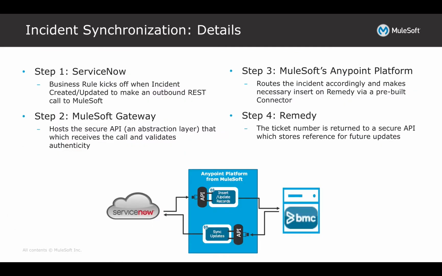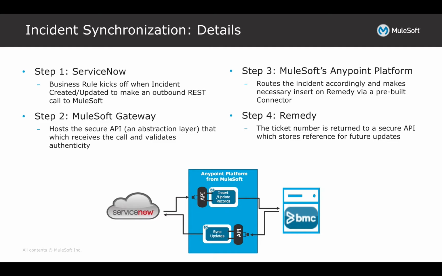Okay, so the details of how this works is, like I said earlier, MuleSoft's Anypoint platform is going to sit in the middle. That's going to host the API. So what ServiceNow is going to do is, when an incident gets created or updated, it's going to make this call that MuleSoft's hosting, right? And MuleSoft provides a gateway that securely hosts these APIs. It also manages the security, so you have full governance. Only authorized people are going to be able to make this request.